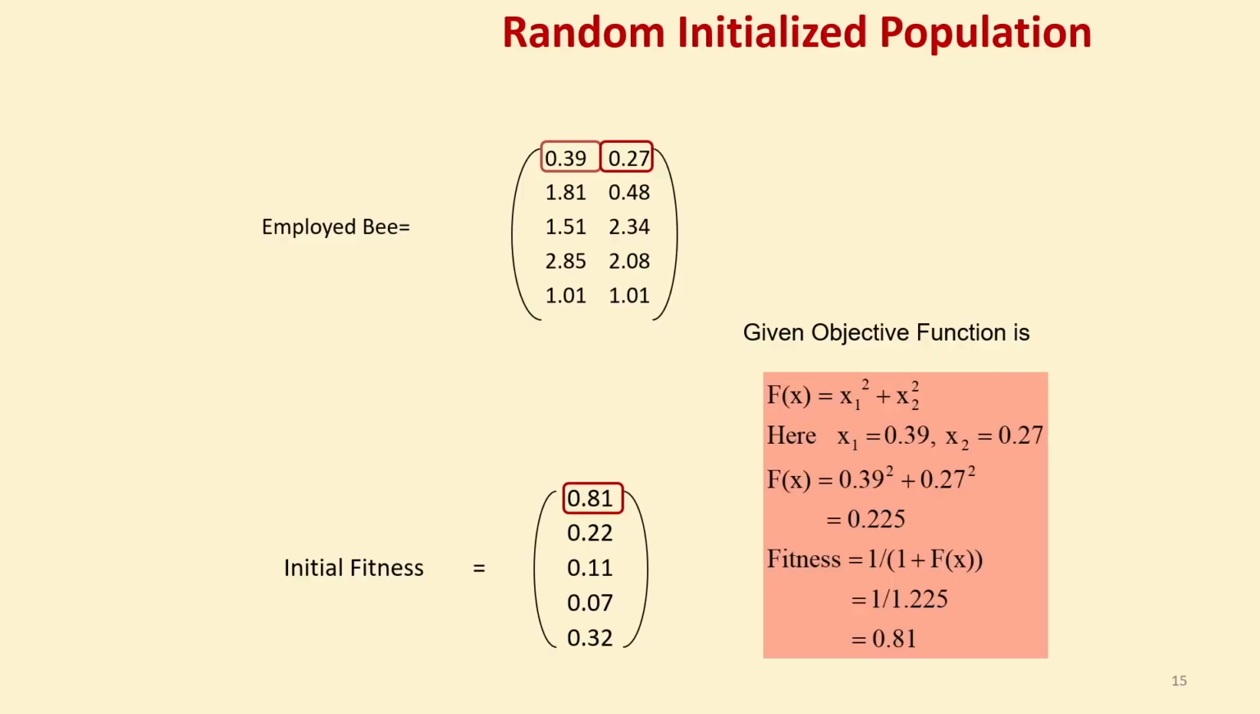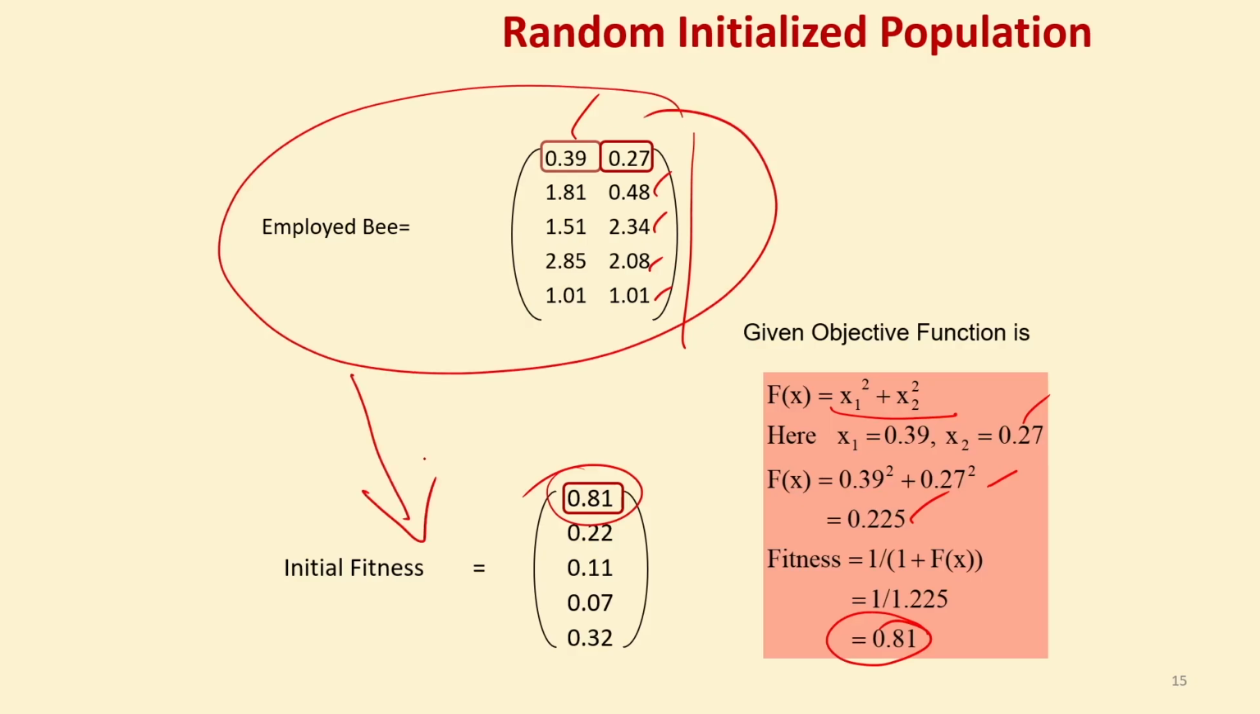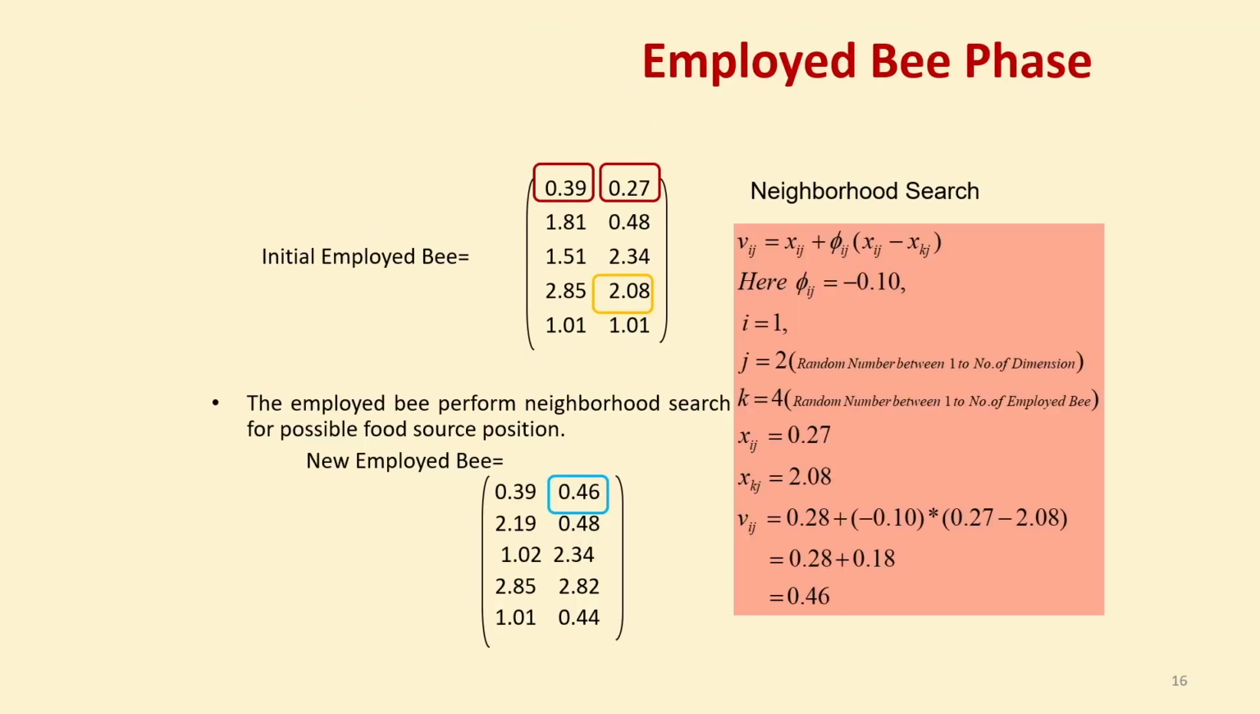So, what is the employed bee phase? See random generation of the employed bee food source position, and this initial employed bee phase is subject to the objective function, x1 square plus x2 square. So, x1 is 0.39, x2 is 0.27. If you substitute 0.39 square plus 0.27 square, it is 0.225. So, the fitness is 0.81. Likewise you have to calculate for all the other bees, and if you find that 0.81 is the maximum value, then the random initialization of population has calculated the initial fitness, and in that initial fitness the maximum fitness is 0.81. Now, this initial employed bee is doing the neighborhood search.